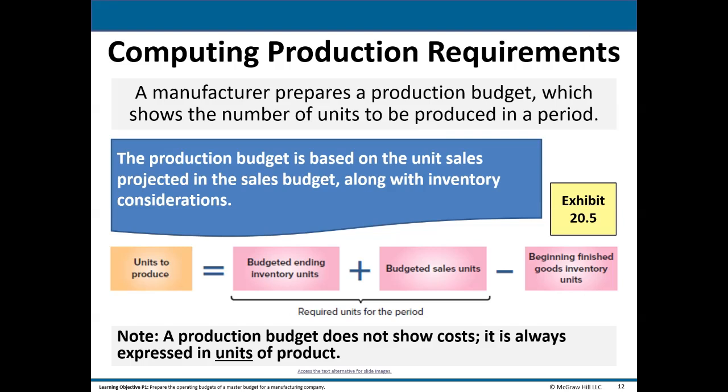Exhibit 20.5 shows you how to compute the units to produce for a period. Now, a production budget is not going to show you the dollar cost. It's always expressed in the units of product. This slide depicts the general computation for the production required for a period. We start with the budgeted ending inventory. Then we add the budgeted sales units for the period, and that came from the sales budget. This will give us the required units needed for the period. Then we subtract the number of units in the beginning finished inventory to get the total units to be produced in the period.